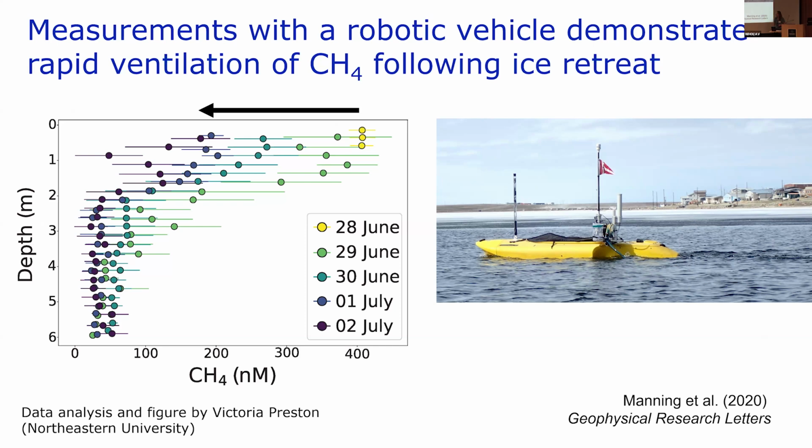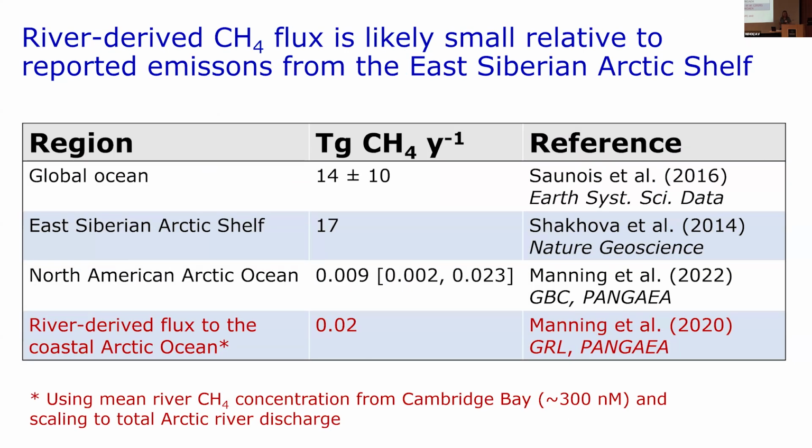If we showed up in the middle of July, we would have completely missed that pulse, and we would have underestimated the methane fluxes from this region. So then I wanted to do a simple scaling experiment just to see, okay, is rivers the difference? Is rivers the answer? Maybe because we weren't accounting for river fluxes in the large scale study that I did, maybe we're underestimating methane fluxes.